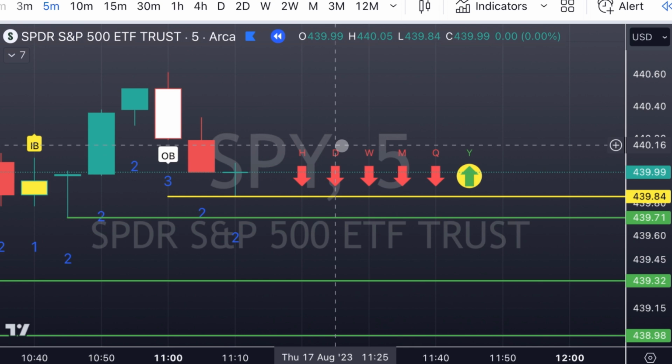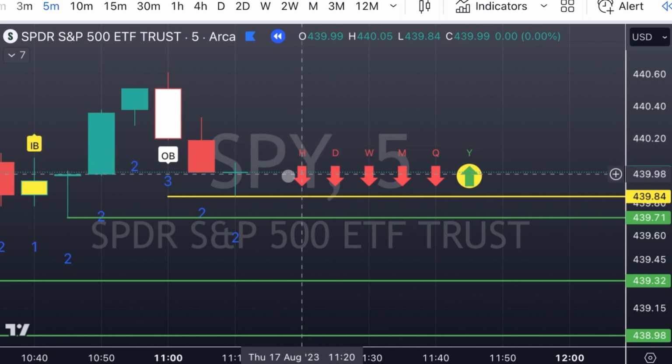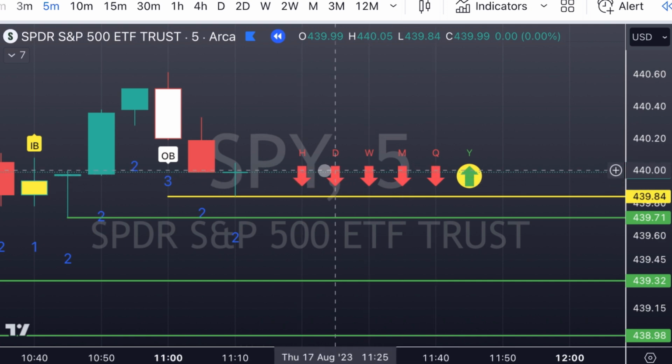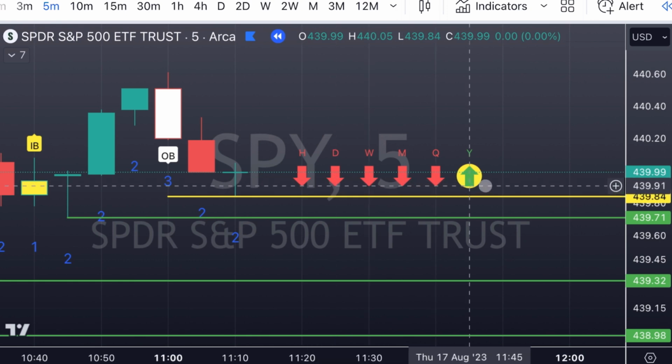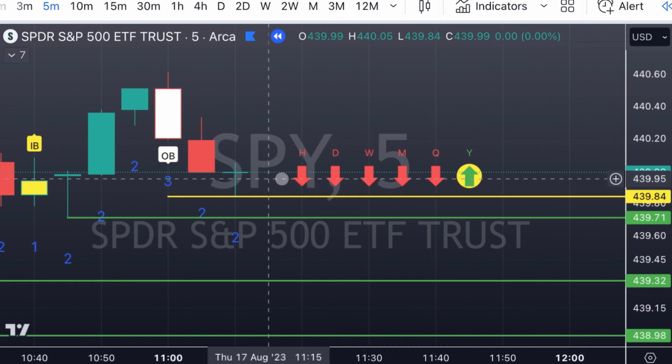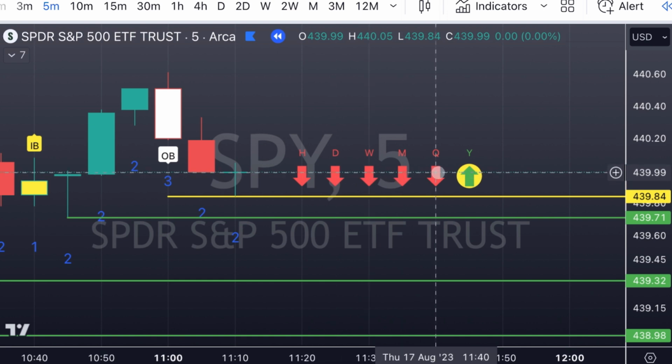The other thing that is really important that I look for when I'm trading is what's called time frame continuity. So hourly, daily, weekly, monthly, quarterly, yearly. That's what those all stand for. This is telling me that there's sellers right across this board.